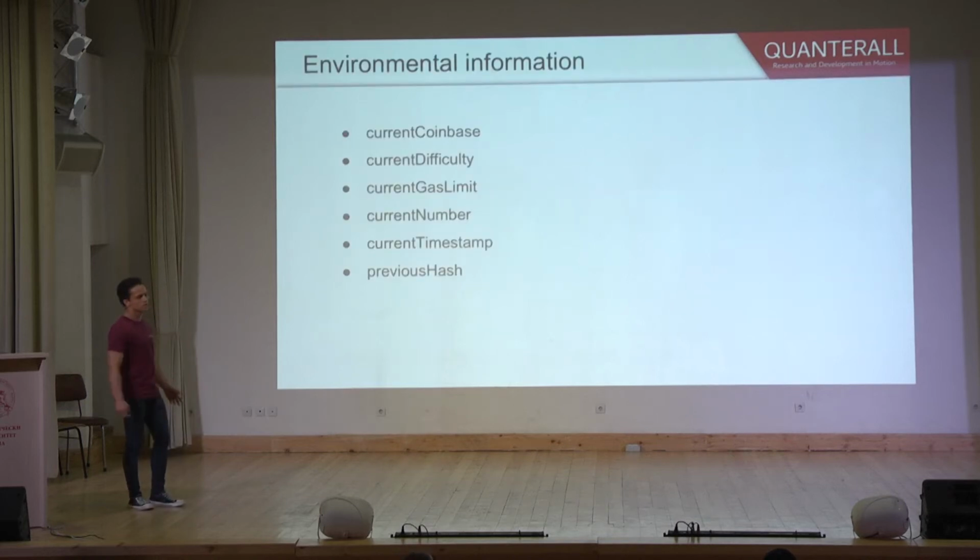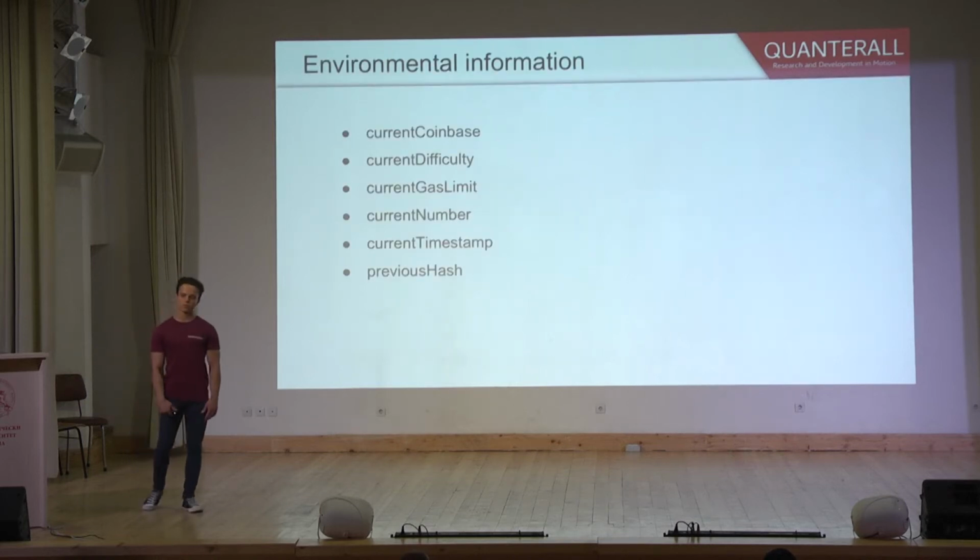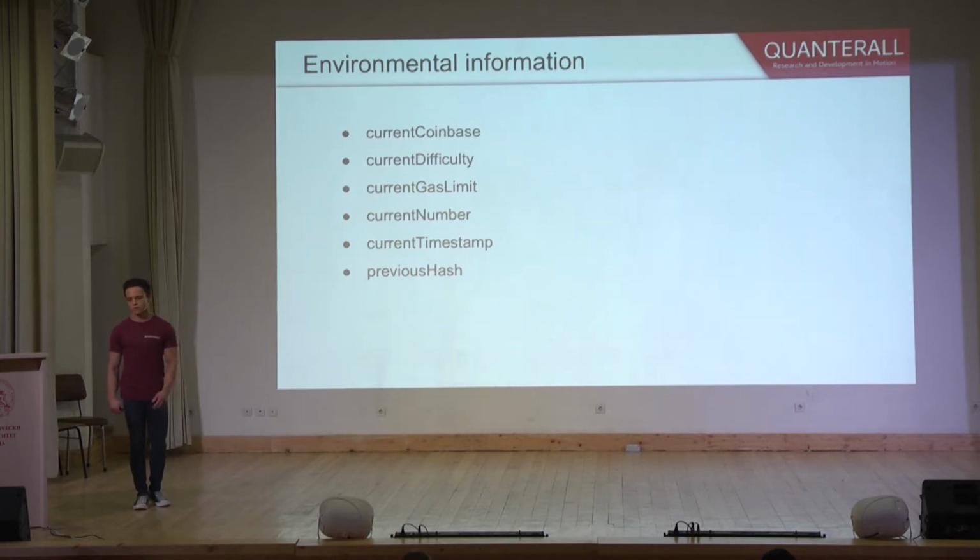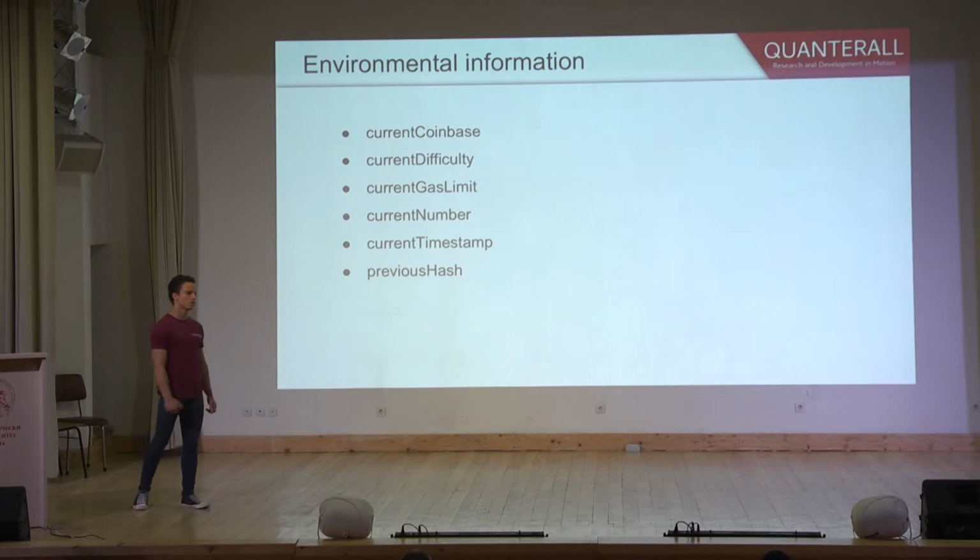So the virtual machine internals, as I said, the virtual machine upon initialization receives some data from the outside world. And first, it receives information about the environment in which it is executed. And that's information about the current block and previous blocks. So we have the current block's difficulty. We have an instruction for that called difficulty. We have the current gas limit of the block, the current block's number, current block's timestamp, and previous block's hash as well.